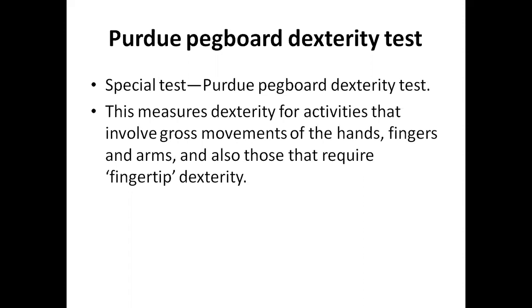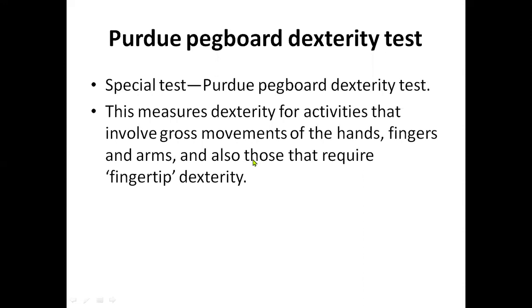Why is it known as the Purdue pegboard? Because it was developed for the first time by a person whose name was Joseph Tiffin. He had a PhD and was an industrial psychologist. He was working at Purdue University in 1948, and that's why this board is known as the Purdue pegboard dexterity test, as it was developed for the first time in that university, which was Purdue.